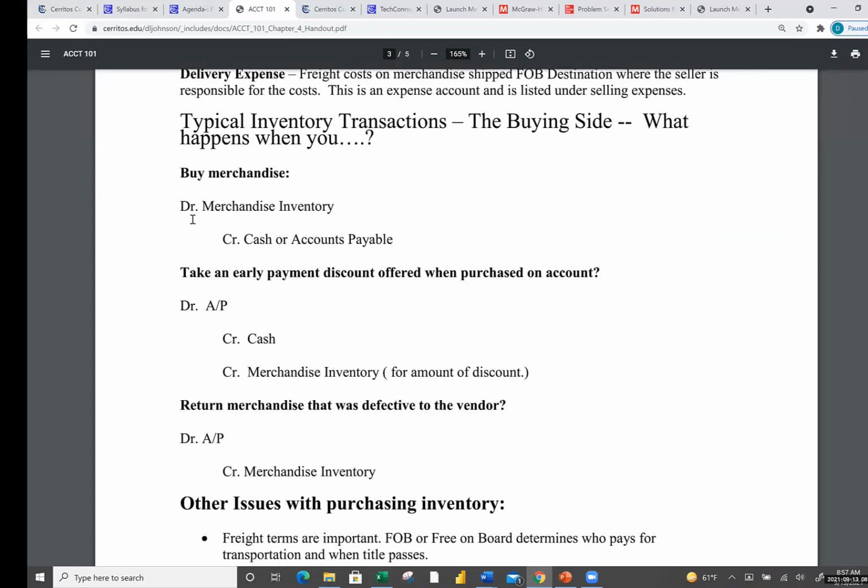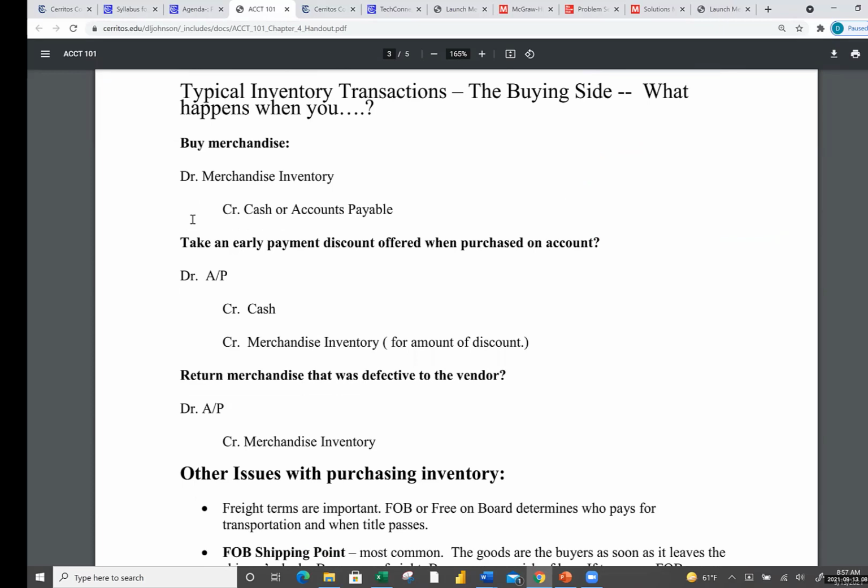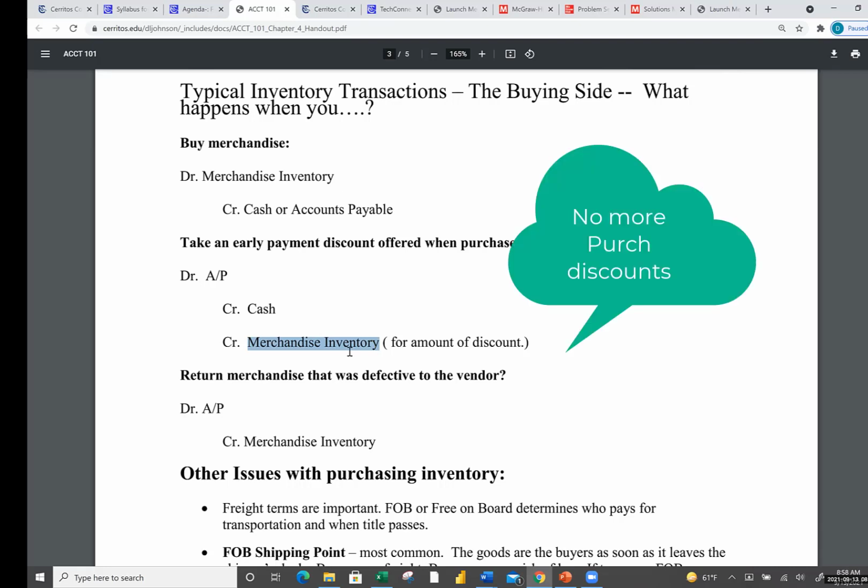So merchandise inventory is going up when they buy it. And if they are offered an early payment discount, notice that purchase returns is gone. We're not doing that anymore. That was one of those accounts that we crossed out. Instead, the cost of our inventory would go down. Why? Because you didn't pay as much as you recorded it for. In other words, if we bought that inventory for $100 and we wound up paying $98 because we were offered a 2% discount, that inventory should be on the books for $98, not for the initial $100.